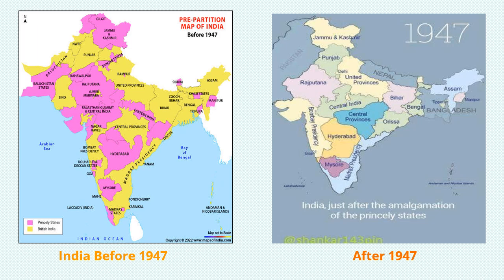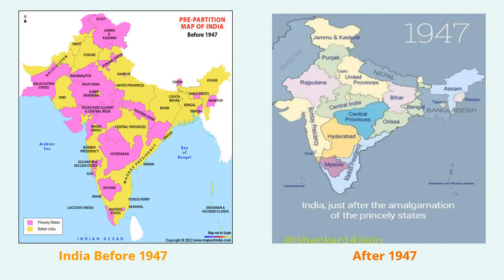So this is a comparison of the Indian map before 1947 and after 1947. In India before 1947, you can see the pink marked states which are called princely states, and the yellow regions are called British Indian states. British Indian states are mainly Madras Presidency, Bombay Presidency, Central Provinces. All these regions were under the direct control of the British. But the pink regions were under the indirect control of the British, where they were directly ruled by the princes of the country.